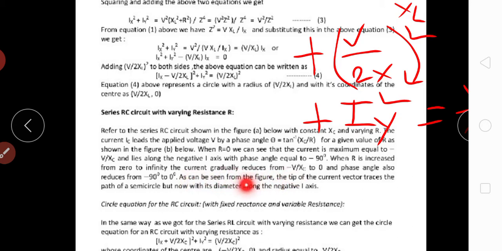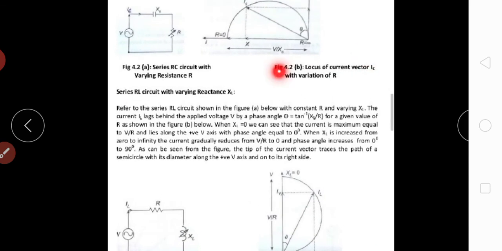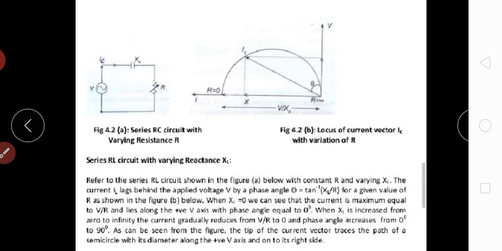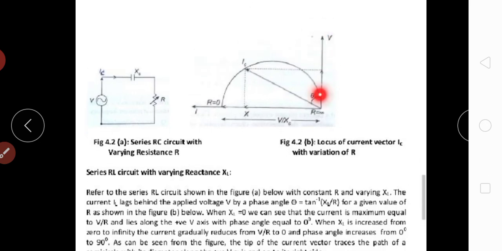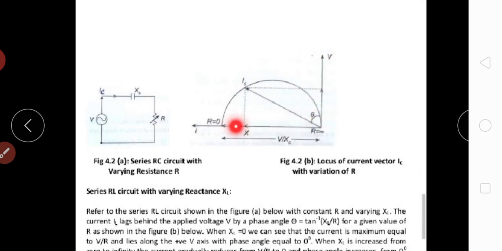So as can be seen from the figure, the tip of the current vector traces the path of a semicircle, but now with its diameter along the negative current axis. Okay, here by increasing the resistance value, at resistance equals 0, this is the current vector, it is at maximum value, equal to V by XC, and the current and voltage angle difference equals 90 degrees when R equals 0.